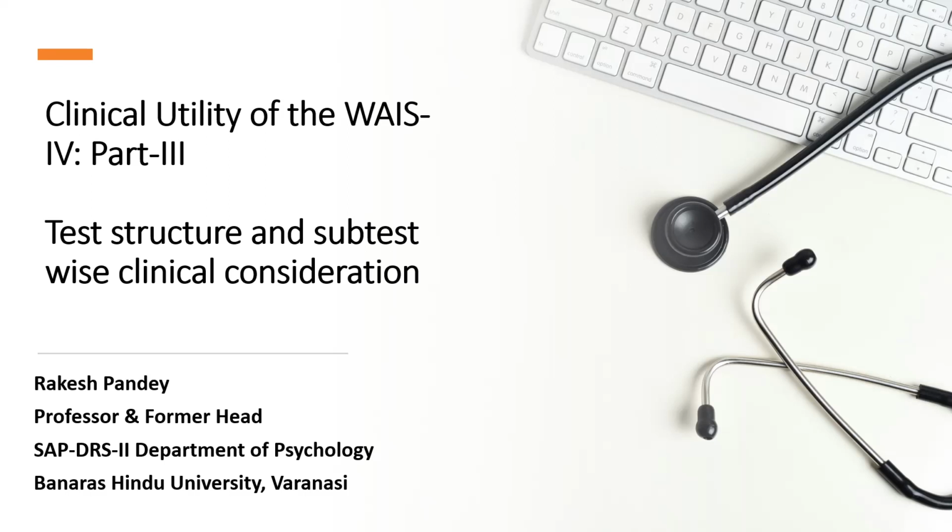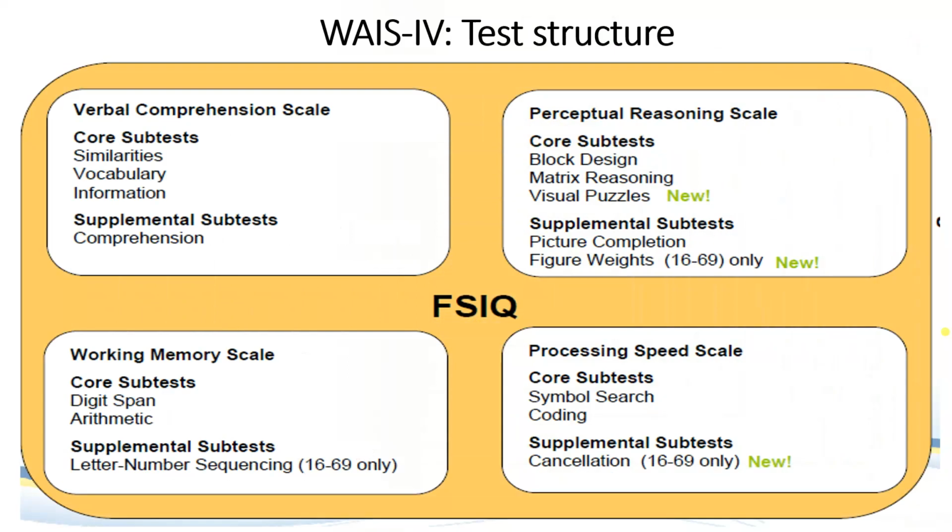Welcome, all, to this third lecture in the series of lectures on the clinical utility of the Wechsler Adult Intelligence Scale, 4th edition. In the previous two lectures, I covered two scales, the verbal comprehension scale: the similarities, vocabulary, and information core subtests, and the supplemental subtest comprehension.